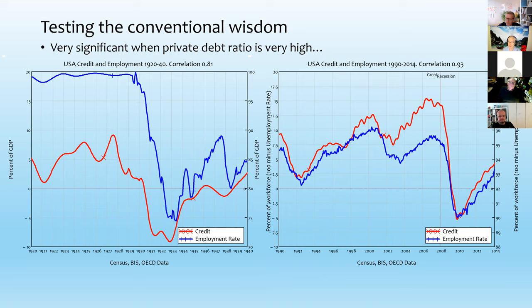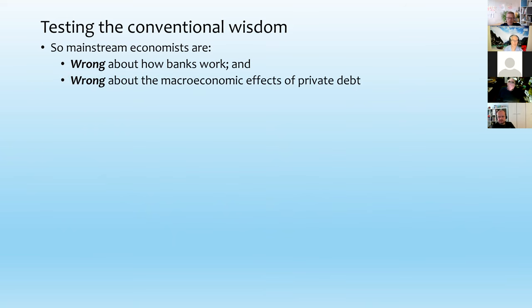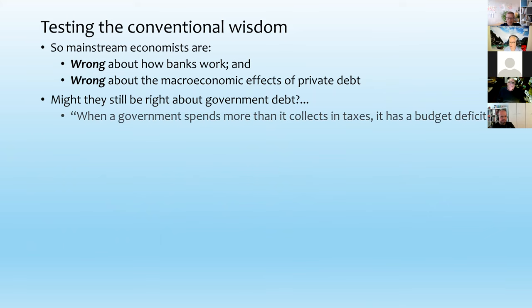This is just a correlation that, according to conventional economics, should be not significantly different to zero. Well, it's a long way different to zero. This is what they're ignoring. It's as big as ignoring the structure of the solar system in the way that the astronomers used to work. So the neoclassicals are wrong about how banks work. They're wrong about the macroeconomic impact of private debt. Could they be right about government debt? Well, I've been through that as well. So I'll stop at that point on the private debt.